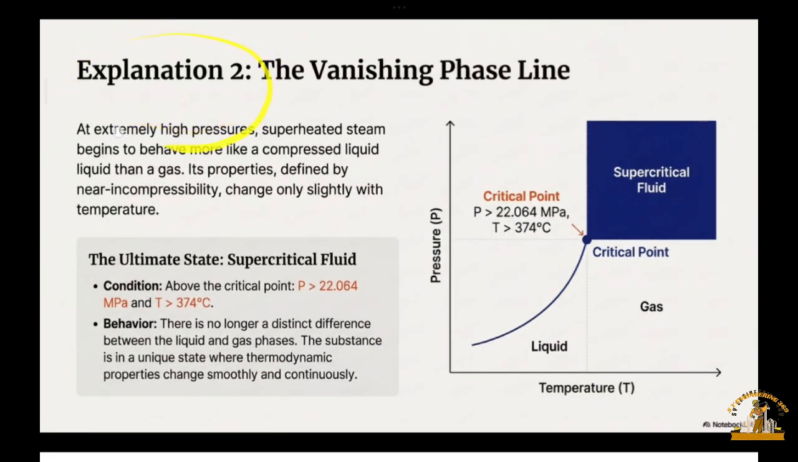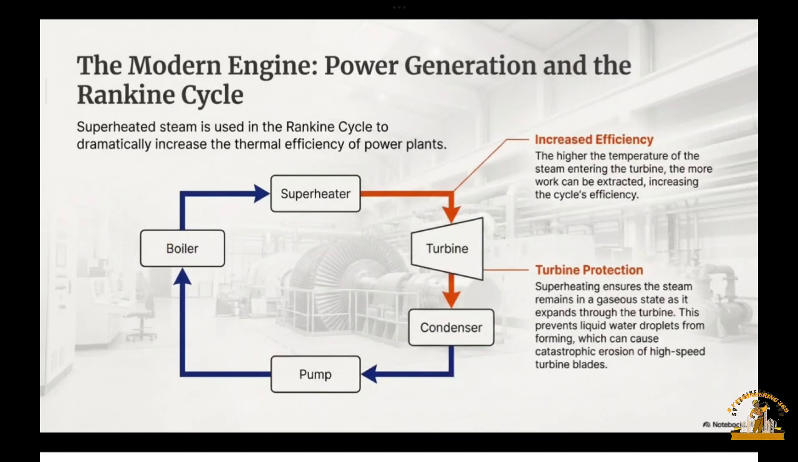Explanation 2. There are two explanations, by the way. The vanishing phase line. At extremely high pressure, superheated steam begins to behave more like a compressed liquid. As we know, liquid cannot be compressed, it's an incompressible liquid, rather than a gas. Its properties are defined by near incompressibility, like we just said, and change only slightly with the temperature.